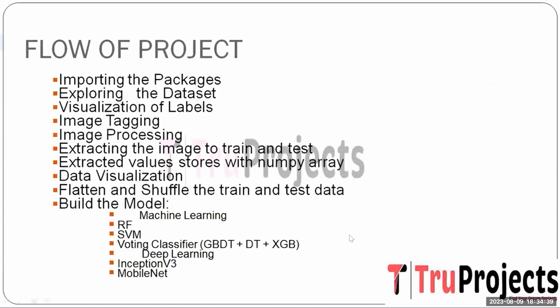And to know about the flow of the project, these are the steps we need to discuss. The first one is importing the packages. The project starts by importing the necessary libraries and packages, setting the groundwork for developing the AI-based system for recognizing ocular disease. And the next one is exploring the dataset. The dataset containing the images of ocular disease is explored to understand its content and structure.